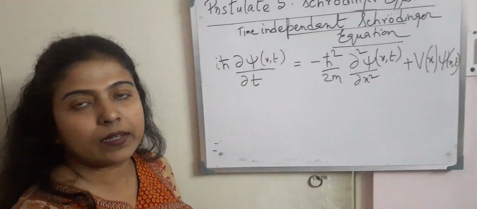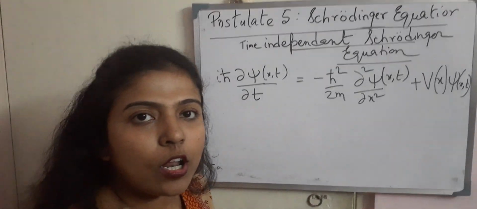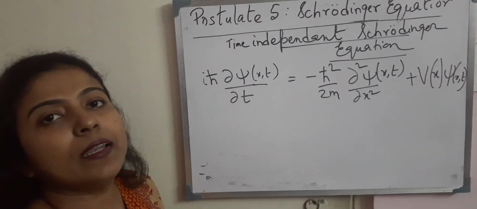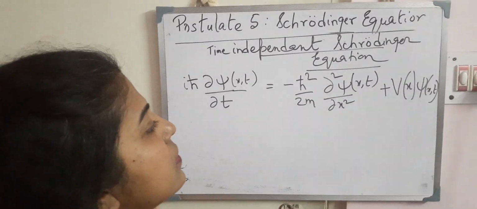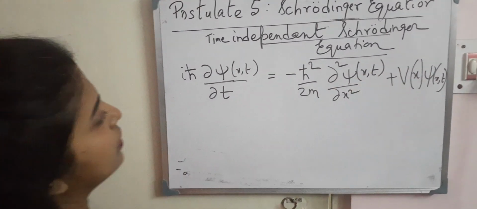Now here this potential energy, in this case, we will consider it to be dependent only on the space coordinate. Okay, so we will consider it does not depend on time, because these are the cases mainly that you will be applying the Schrodinger equation to in the future classes. So we consider this v to be a function of x only.